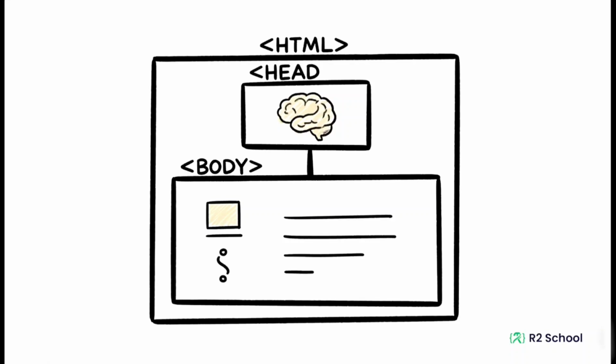You have the main HTML tag that wraps everything. And inside that, there are two key parts. The head, which is kind of like the brain. It holds background info for the browser, like the page title. And then there's the body, and that's where all the good stuff goes. All the content you actually see on the page. It's just a simple nested structure.